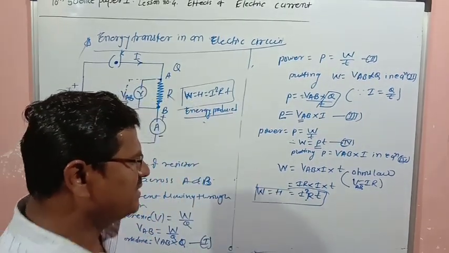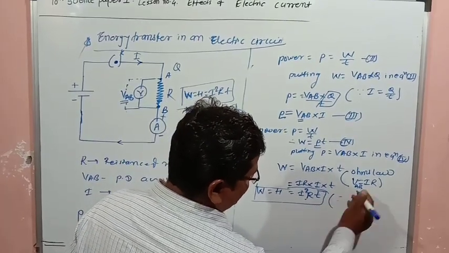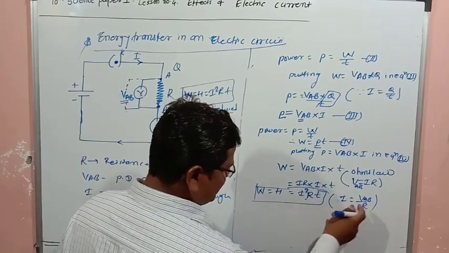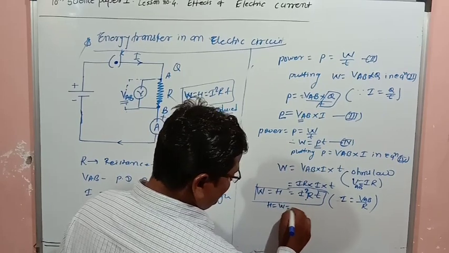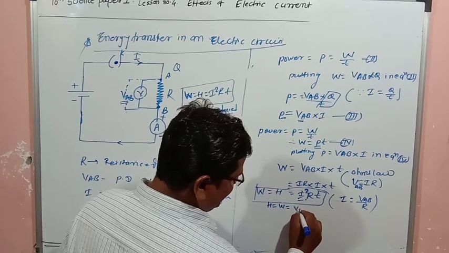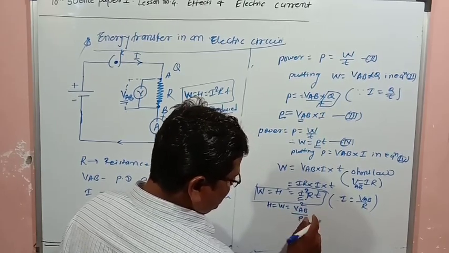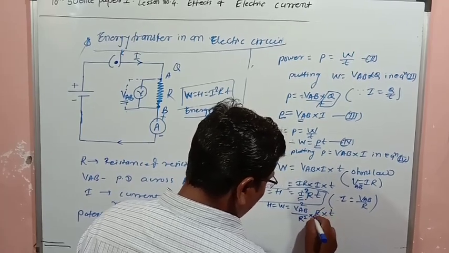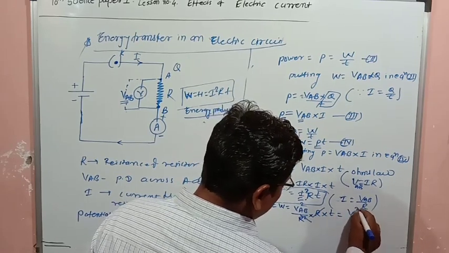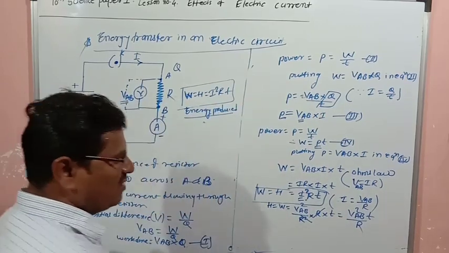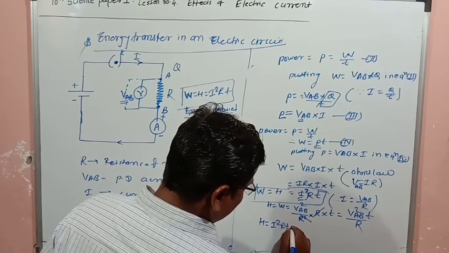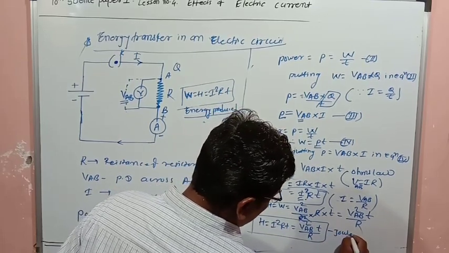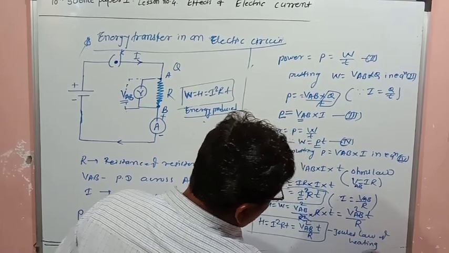After this, one more thing: as V is equal to IR, so I is equal to VAB upon R. If you put this value here, then you will get H is equal to W is equal to, instead of I square, VAB square upon R square into R into T. So R and R will get cancelled and you will get VAB square T upon R. So H is equal to I square RT is equal to VAB square T upon R. This one is the Joule's law of heating.